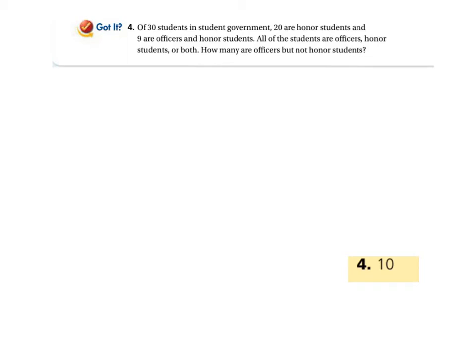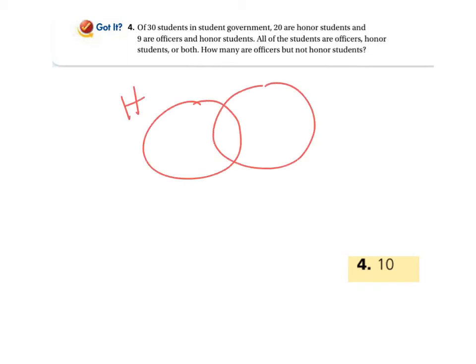So I'm going to come up with a Venn diagram, a little bit of overlap. I'm going to put honor students, officers. Now I do know from what it said here that 20 are honor students, so there's going to be 20 total in that circle. 9 of those are both, so I put that 9 here. That leaves me with 11 that are only honor students.